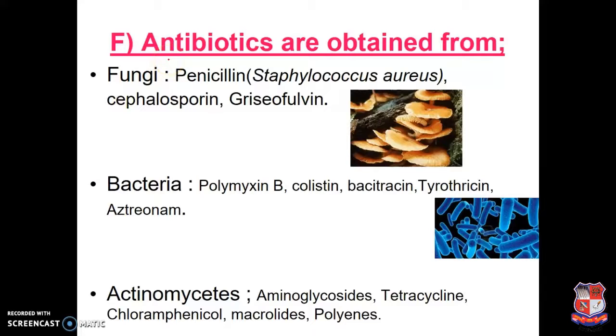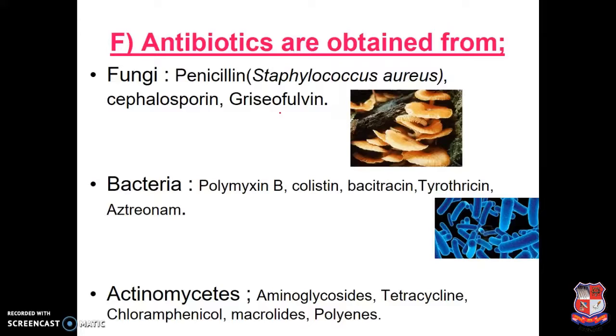According to origin, the drugs may be classified. Antibiotics may be obtained from fungi. Examples are penicillin and streptomycin. This is the fungus variety. Cephalosporin is also obtained from fungus. Griseofulvin we also get from fungus. So these are the agents originating from fungus.